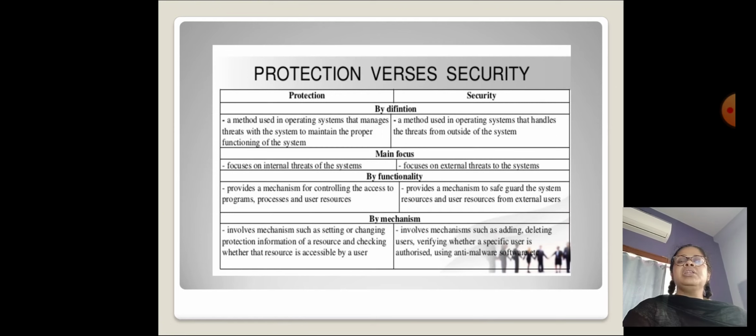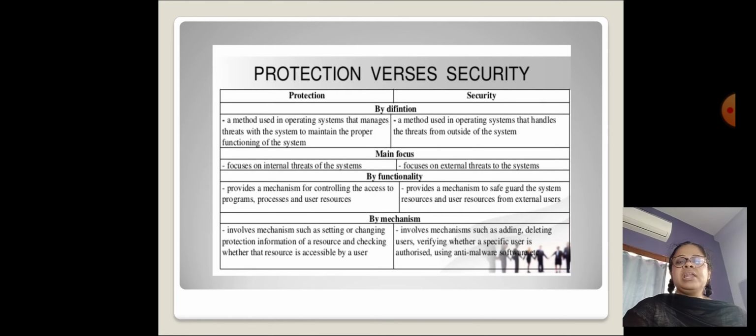By definition, protection is a method used in operating systems that manages threats within the system to maintain the proper functioning of the system. Security is a method used in operating systems that handles the threat from outside the system. The main focus of protection is on internal threats of the system. Security focuses on external threats to the system.